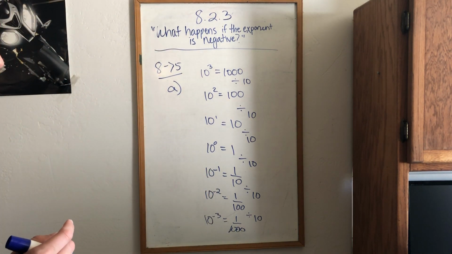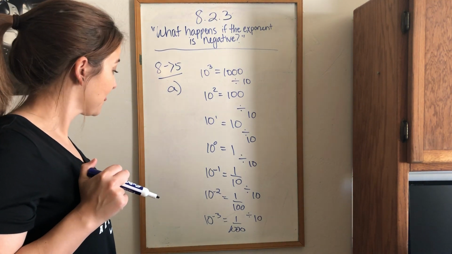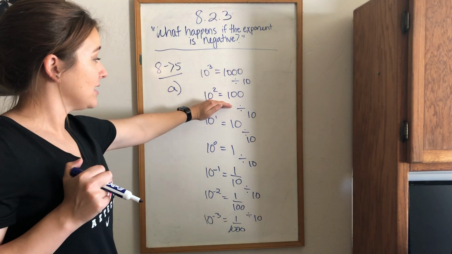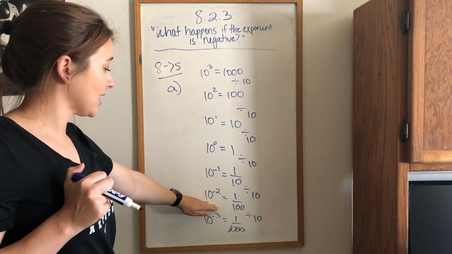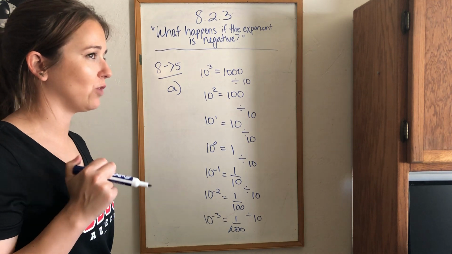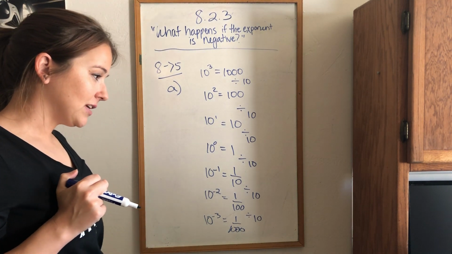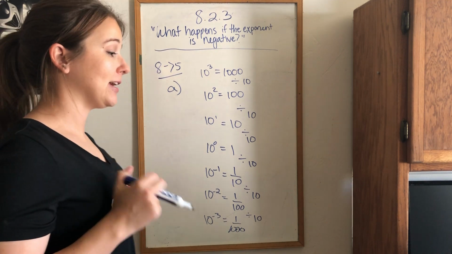Part B says, how does 10 to the second relate to 10 to the negative second power? Well, 10 to the second is 100, and 10 to the negative second is the inverse, or the flipped version of 100. It's 1 over 100. It's a fraction.